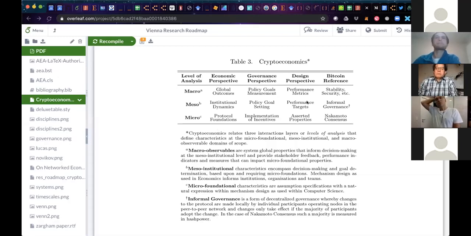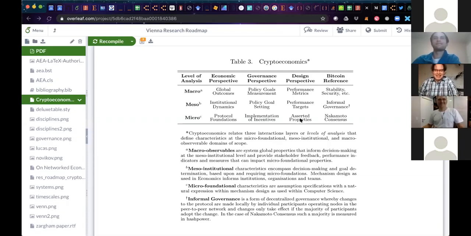And when we view this from the design perspective, what we're really talking about is the performance metrics that are measurable over the system versus the targets for those metrics versus the properties that we actually assert when we design and implement our design. So I don't know if that is helpful. Hopefully it's not making things more confusing. If it is, please tell me so I can change it before we submit the paper for publication.